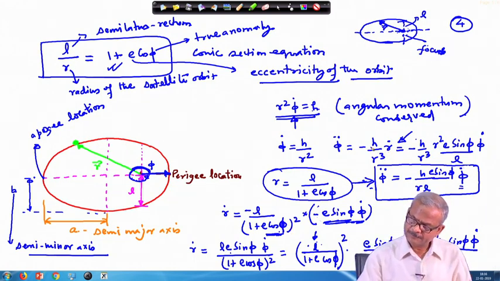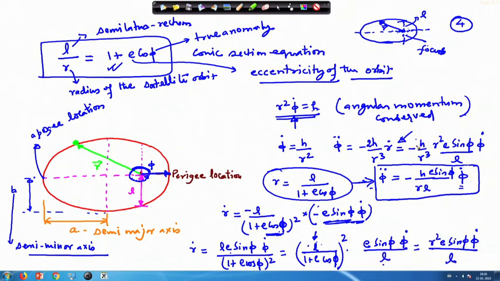And here we have missed out a term. While h by r square we are writing here, there is a factor of 2 that will appear in this place. So, this 2 we have missed out everywhere. So, we have to write here this factor of 2.